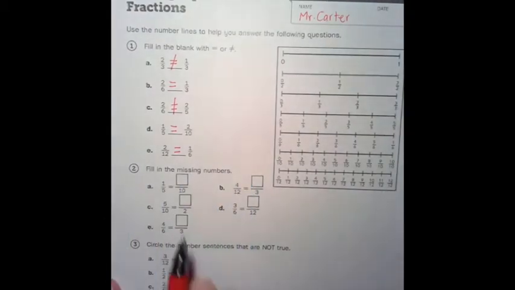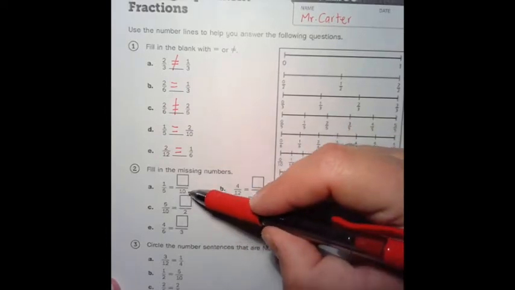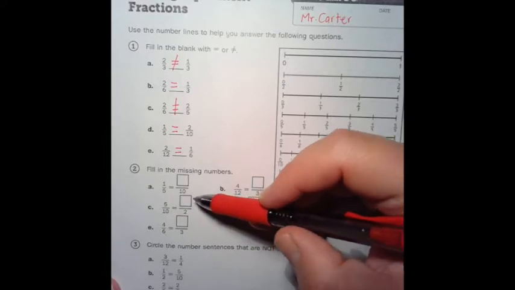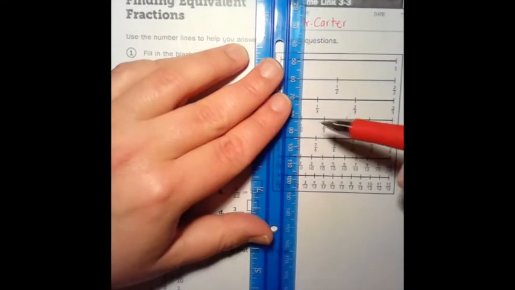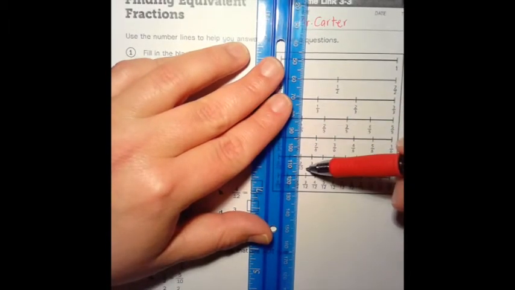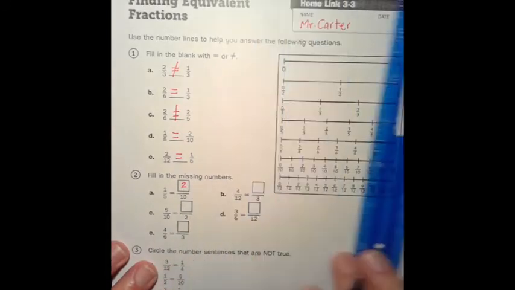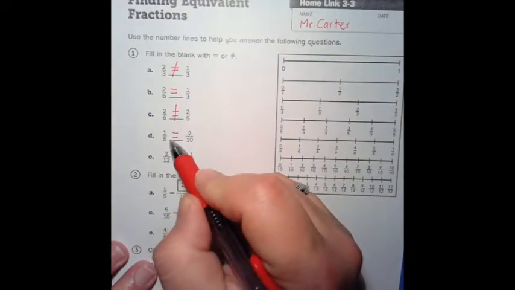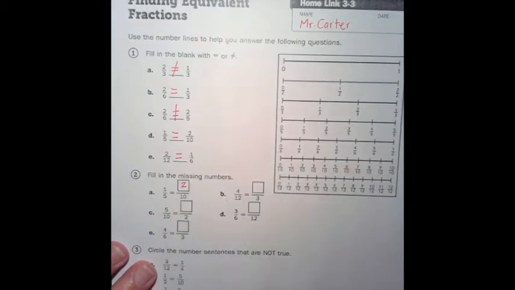Alright, so coming down here, now they're asking you to fill in the missing numbers. They're giving you a fraction here, and they're asking you to figure out how many tenths in this case it equals. So if I go to 1/5, and I put my ruler straight up and down, and I go down to my tenths line, I'm seeing that it is 2/10. And you also saw up here that it's the same problem, 1/5 and 2/10, so we know that they're equal.